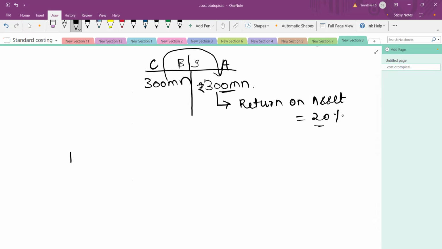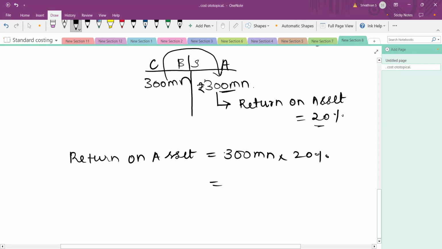So what is the return on asset in terms of rupees? Return on asset is equal to, they have an asset base of 300 million, upon which they are expecting to generate a return of 20%. So it will come to 20% of 300, we get 60 million rupees. Now, can the company enjoy this total 60 million rupees?